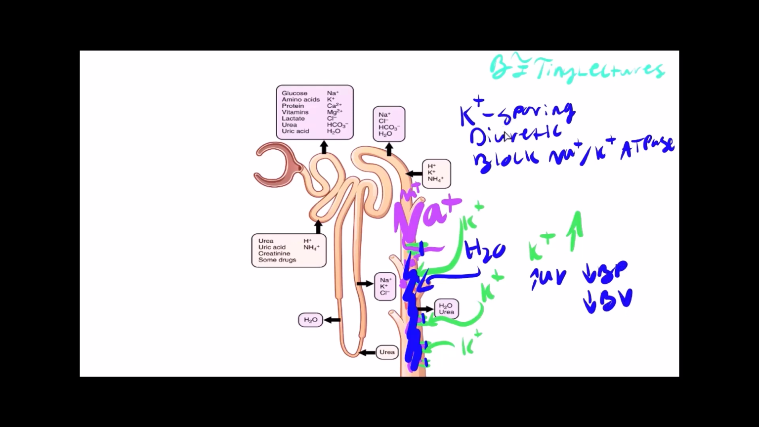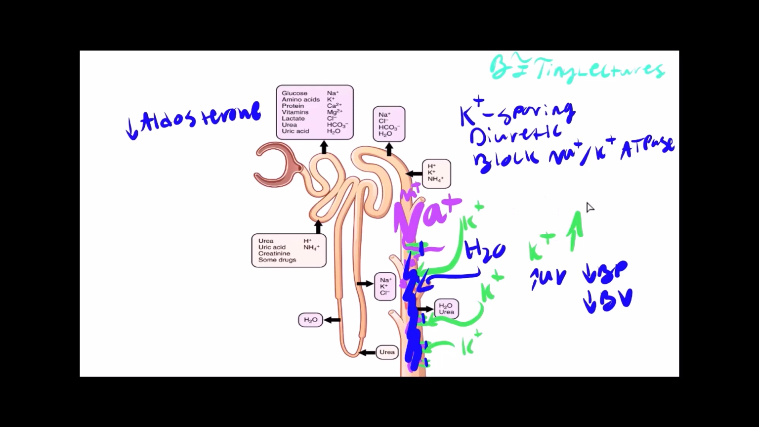Now, potassium-sparing diuretics also decrease the effects of aldosterone, because remember, aldosterone increases the activation of these sodium-potassium ATPases. So that's just going to increase the concentration of sodium inside the collecting duct. That's going to pull water from the interstitial fluid and prevent the entrance of potassium into the collecting duct. So that increases potassium overall.